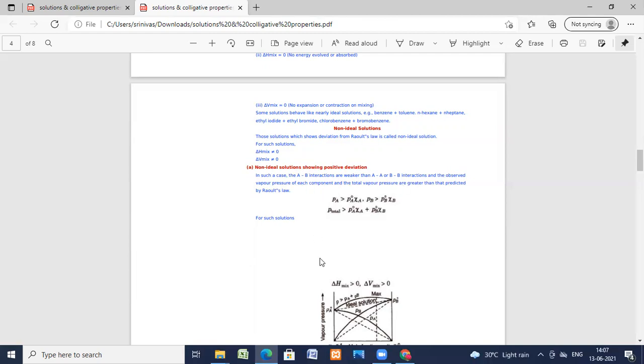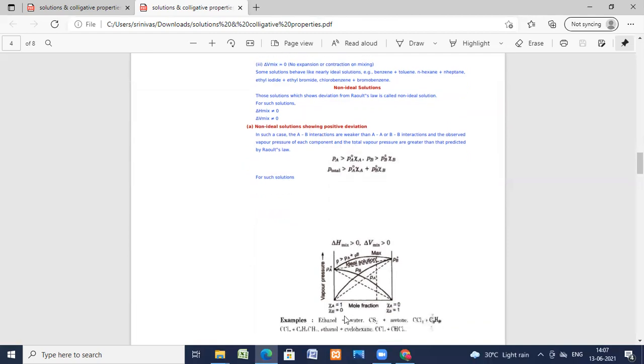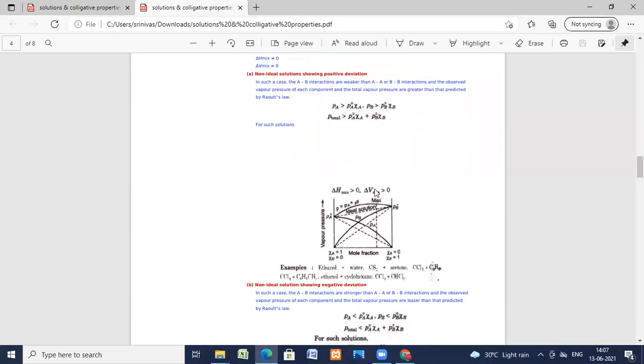Here, see, because of the weaker interactions, the vapor pressure is more. Delta H of mixing is more than 0, delta V of mixing is also more than 0. Heat of reaction and volume of the reaction are more than 0. Okay, so this is one form. Actually, you would have got a straight line if this were ideal behavior, the dotted line. But due to weak attractions, more vapor is formed and you get more vapor pressure, as you can see. So this is the positive deviation.